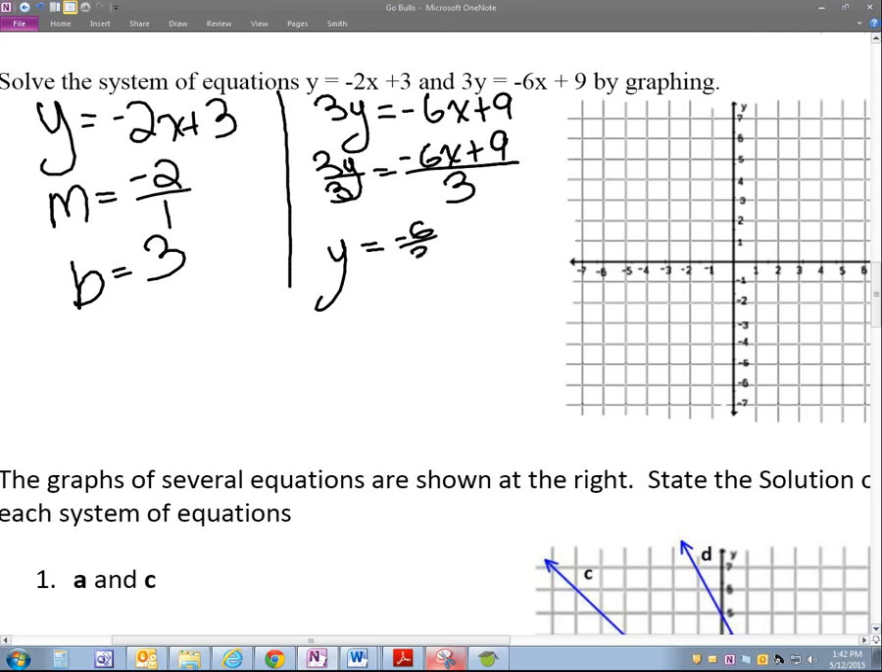Negative 6 over 3 x plus 9 over 3. I'm showing every step, so when you look back at this, you can see what was going on. Negative 3x plus negative 2. Whoa. Negative 2x plus 3. Now I finally have this. My slope is negative 2 over 1. My b is 3.